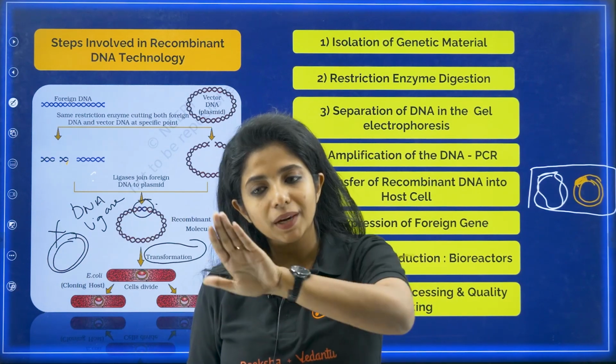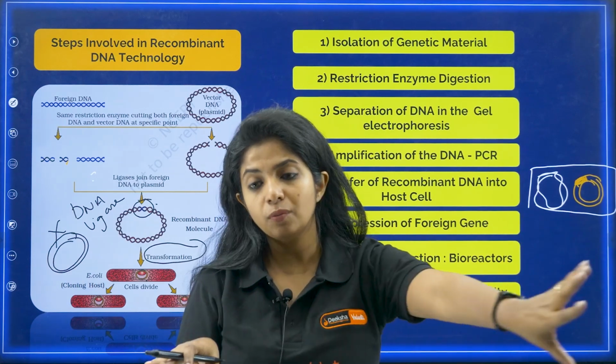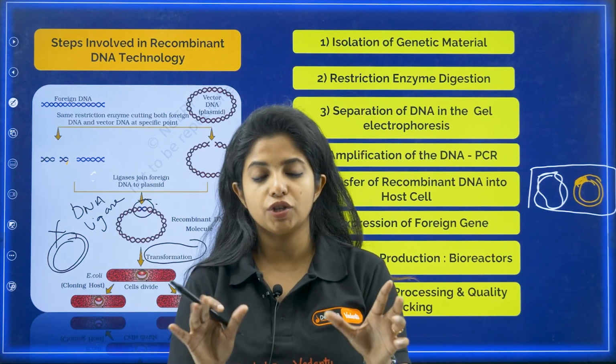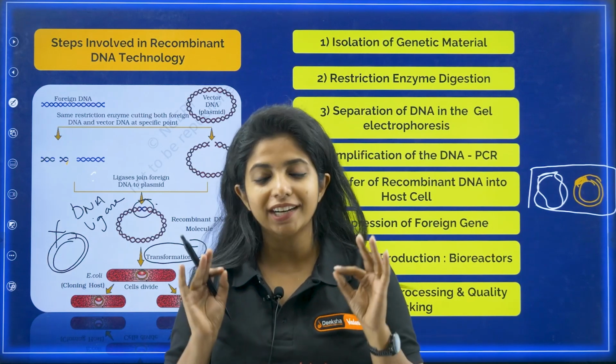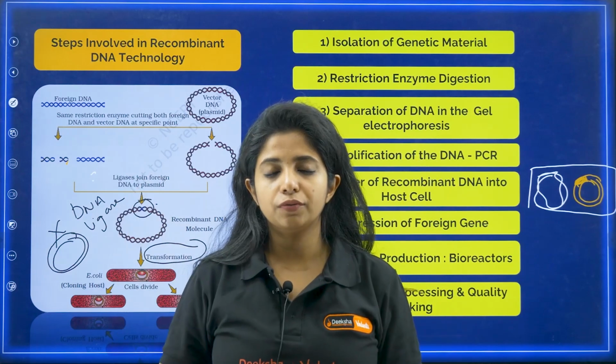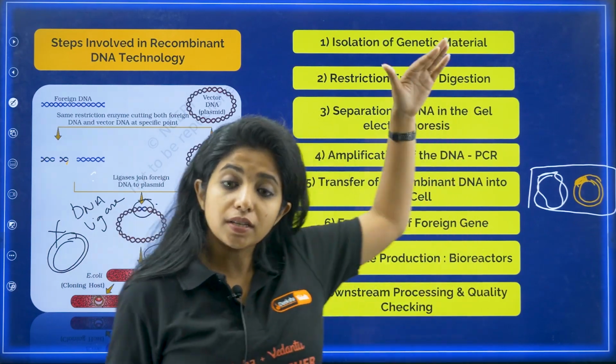Downstream processing means separating things from everything else. Whatever protein I need, I want to separate it from everything else that is around, like cell debris and everything. Separation and purification come under downstream processing. Apart from that, to preserve things, you add preservatives. For quality checking, you have some clinical trials and a lot of things running around there. So this is the whole step.